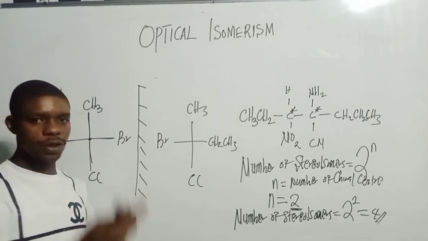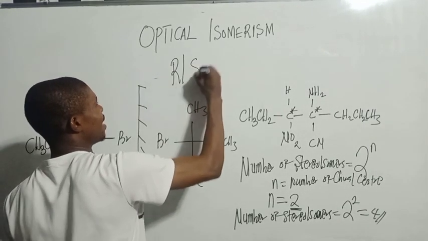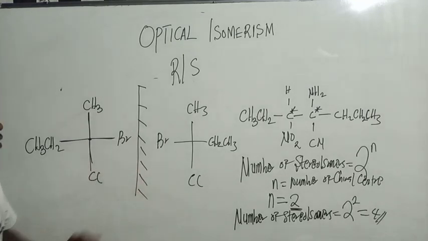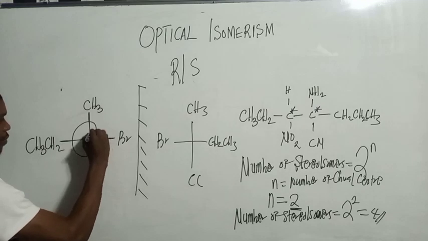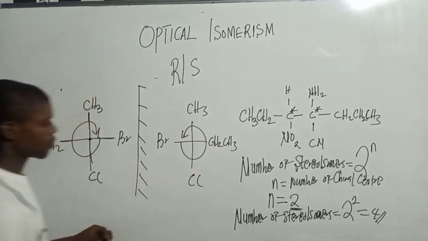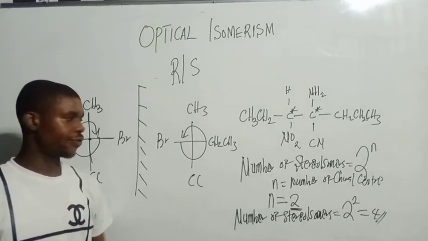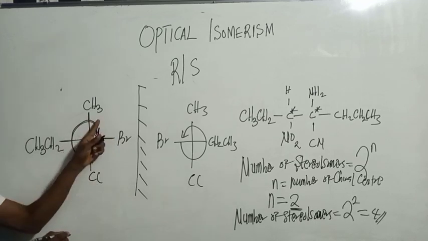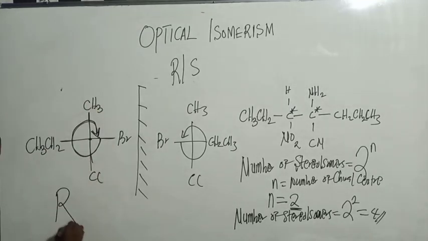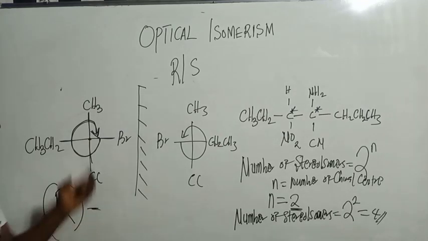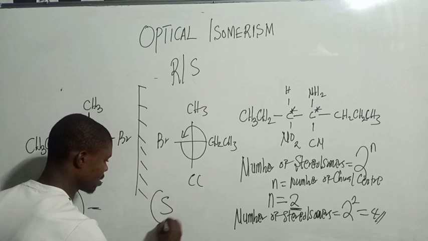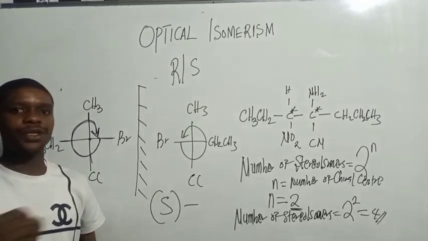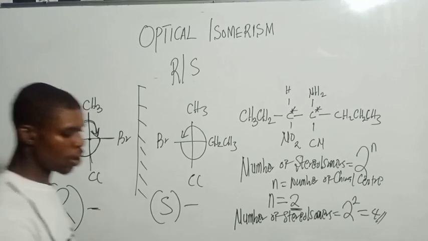So as we continue this video, I want to teach you the R and S configuration. How do you assign R and S configuration? You get it? How do you assign R and S configuration? Now, if this one is going to be like this, I think I'm going to be like this. So, I want to teach you more on this stuff here. This guy is the R configuration, and the other is the S configuration. How do I get there? As we move on, we are going to teach you the R and S configuration, how to assign priority and move the arrow. So we are coming to that.